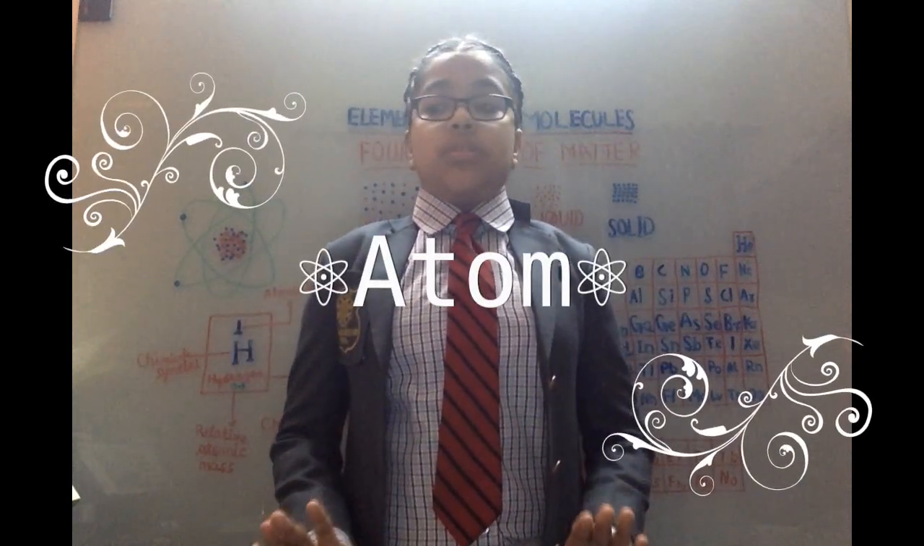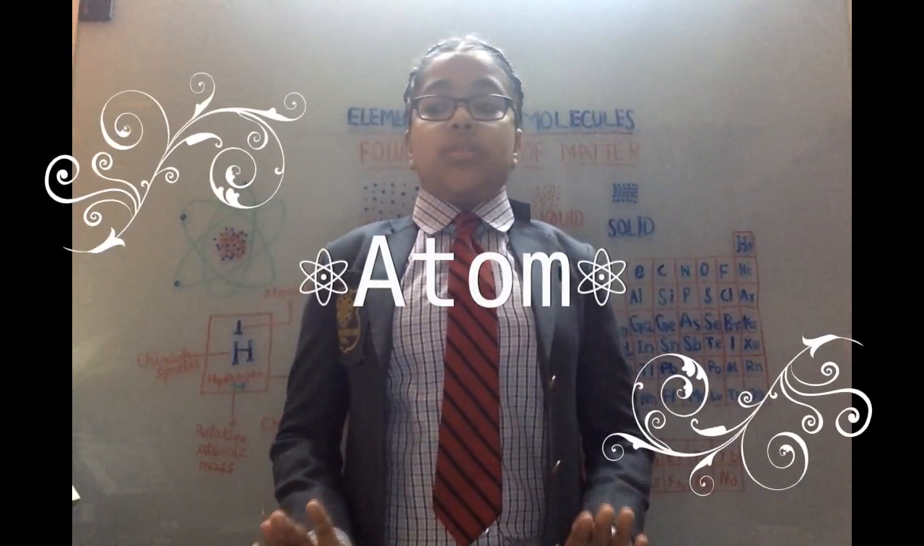Atoms are made of even smaller parts: the central nucleus made of protons and neutrons, and electrons circling around the nucleus in a special pattern called an orbital. So we now have basic knowledge about the atom, and there is an atom diagram here so we can make it much clearer.